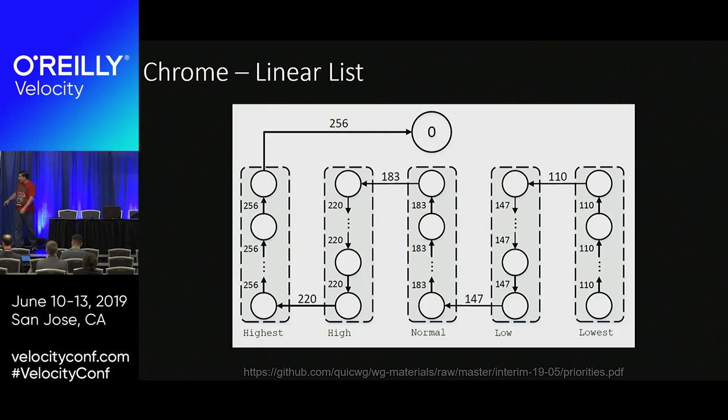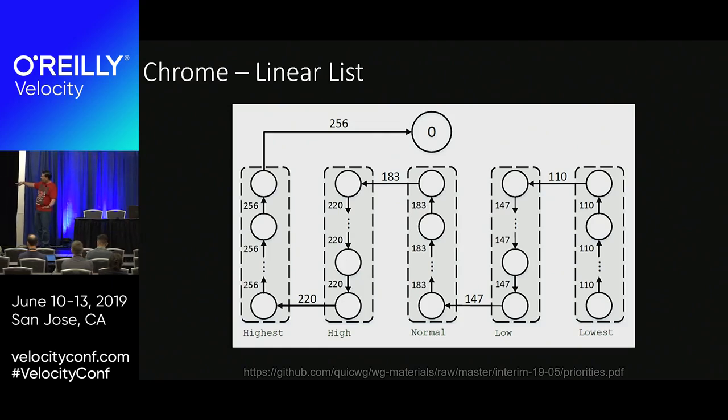And so it basically injects it after the last resource with the same priority level that's currently in the tree. So in this case, if it had another normal priority resource, it would inject it right after the last normal priority resource and before the first low priority resource. And so Chrome basically builds a really long list to download everything in a blocking order, one after the other.